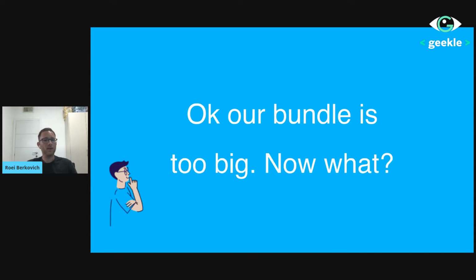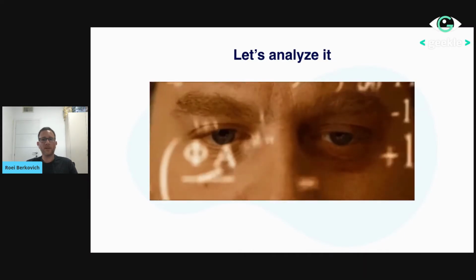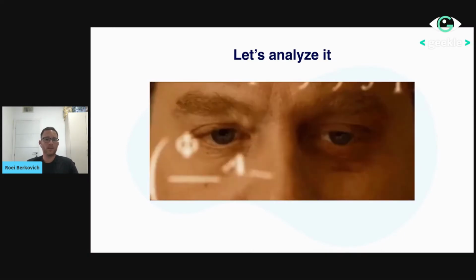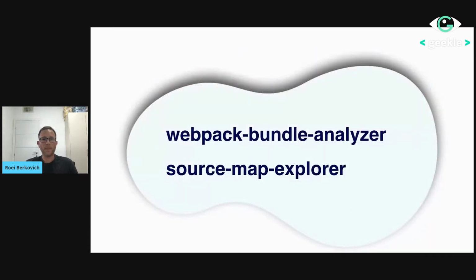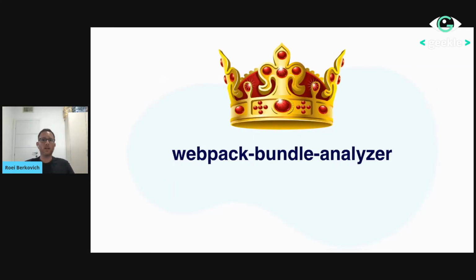Okay, our bundle is too big. Where do we start? So the first thing we need to do is to analyze our bundle. Just for that, we have two leading libraries that do almost the same thing. They analyze our bundle. We have Webpack Bundle Analyzer and Source Map Explorer. Today, I'm going to talk about Webpack Bundle Analyzer, mainly because I like this library the most, but you can work with any library you want. It doesn't matter.